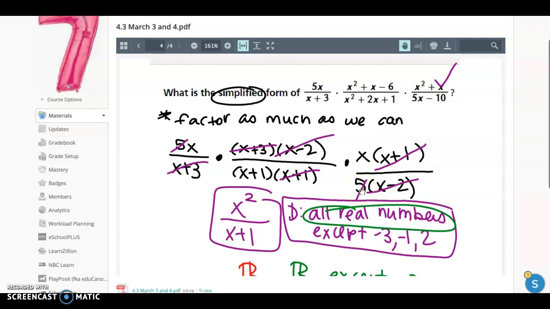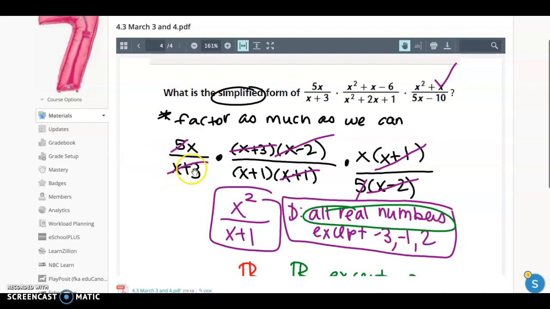Once I take out my common terms, factor, whatever, then I look at this whole entire thing, and remember I have to do my domain. Do you remember where I look for my domain? I look for my domain in all of my denominators, okay? All of these denominators, that's where I look for my domain, even the ones that I canceled out, okay? So I haven't done any canceling in my explanation just yet, but it's the zero product property.